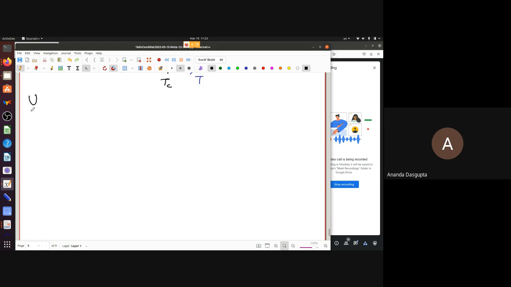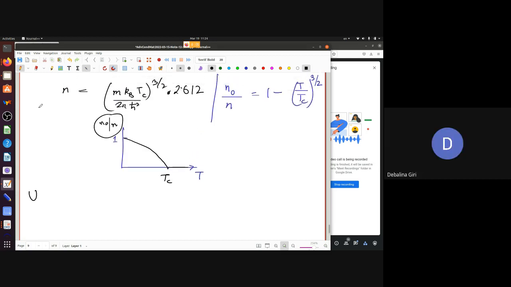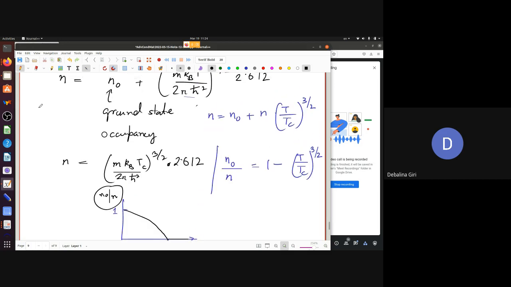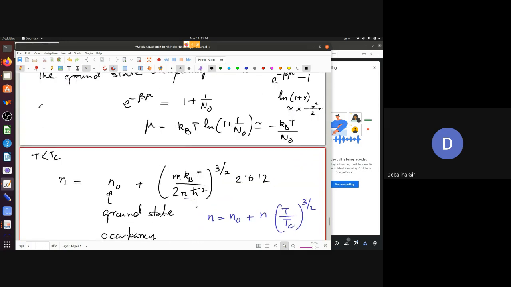Another important thing is energy. If T is greater than Tc, then we can easily write the formula that N equals (m kB T by 2 pi h cross squared) to the power 3 by 2 times G 3 by 2 of z. So instead of that 2.61, now you have G 3 by 2 of z. So z, of course, now adjusts itself so that N stays the right value.